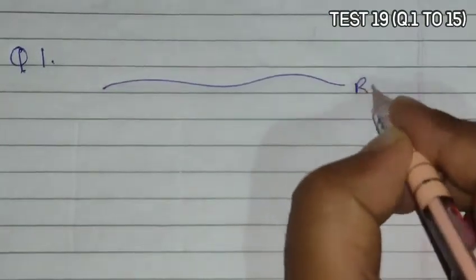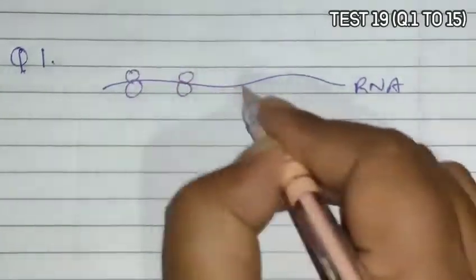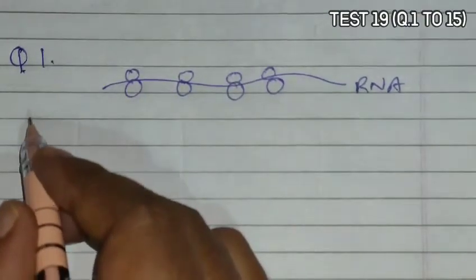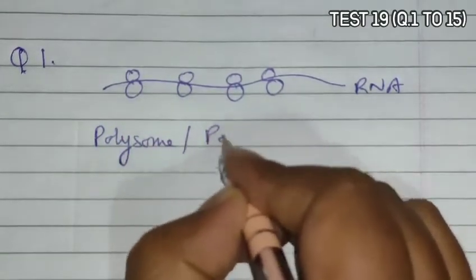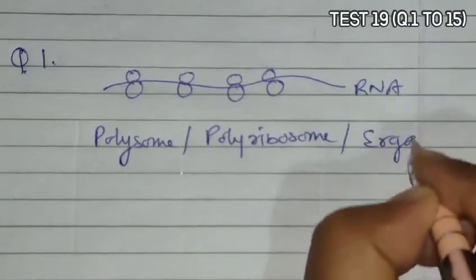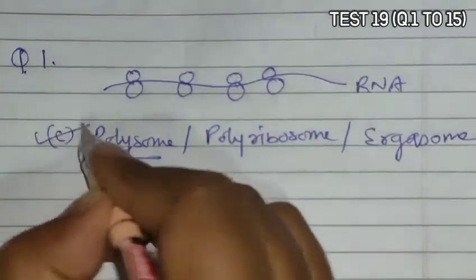Question 1 asks that a complex of ribosome is attached to a single strand of RNA. If there is a single strand of RNA over which a complex of ribosomes, meaning multiple ribosomes, are attached, this thing is known as polysome or polyribosome or ergasome, and polysome is given in option C. So C is the correct answer.